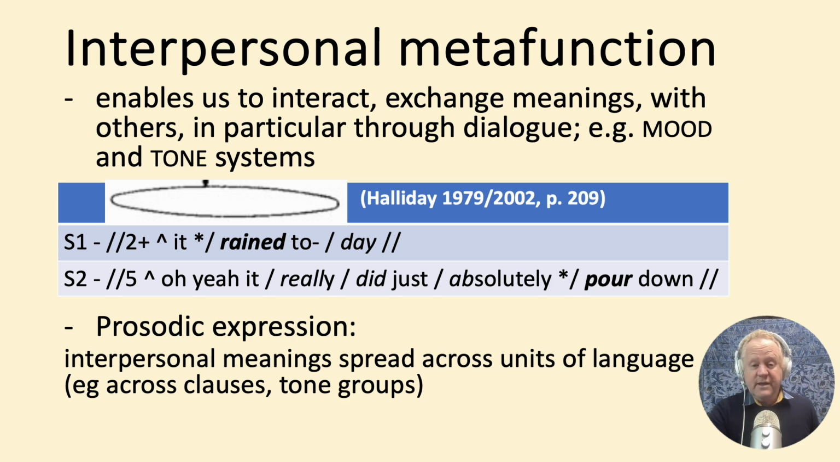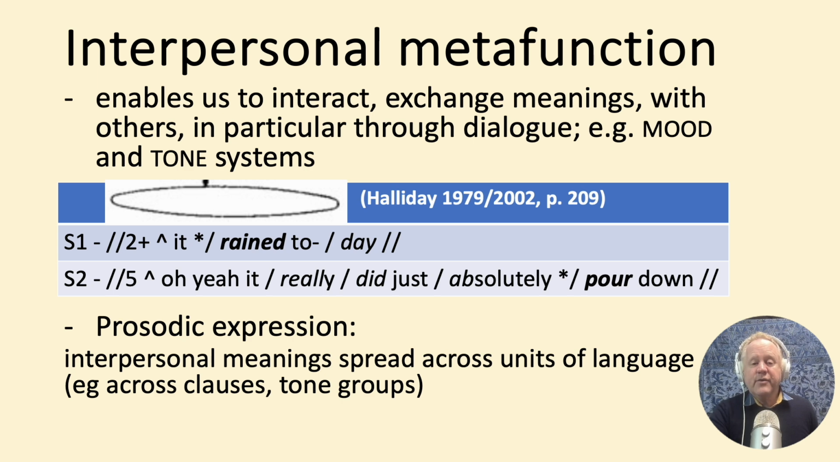So we see this interpersonal choice spreading across choices in lexis such as really, did, absolutely. The word pour, which is itself a lexical intensification of rain. And then the tone 5 adds further interpersonal intensity to this move. This is the nature of the interpersonal metafunction. The expression of an interpersonal stance tends to multiply across many choices, spreading across the domain where its meaning applies.